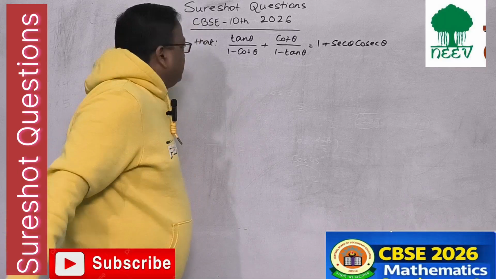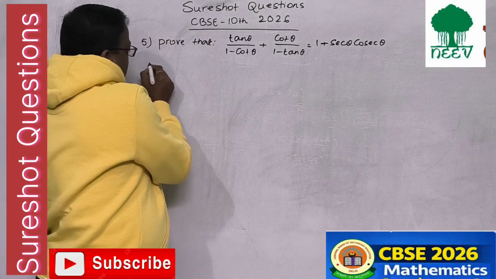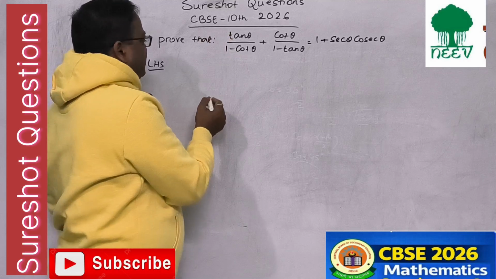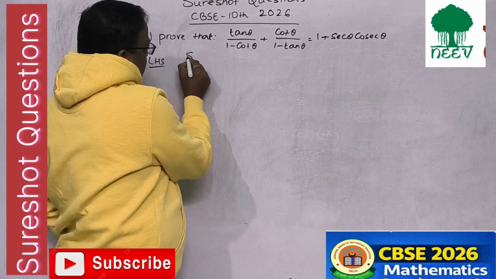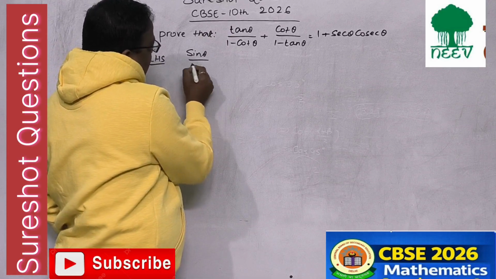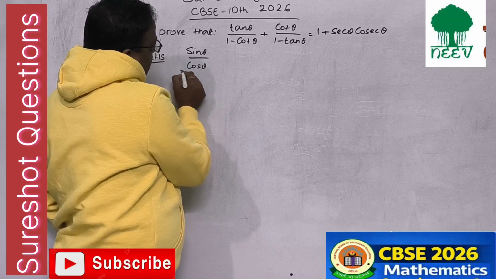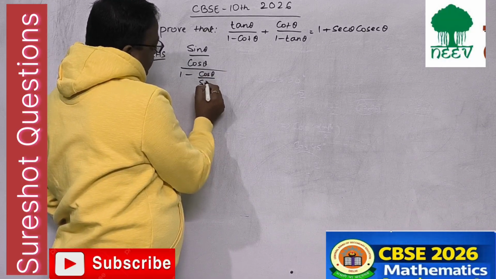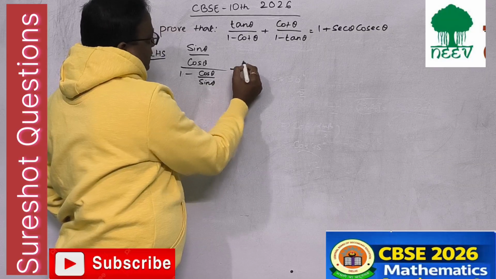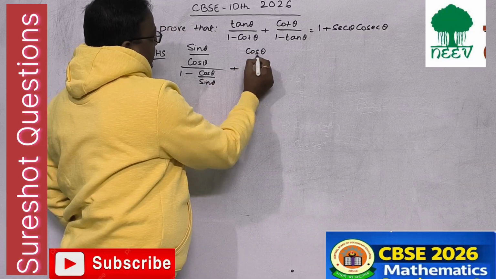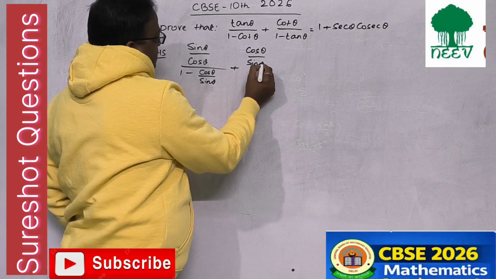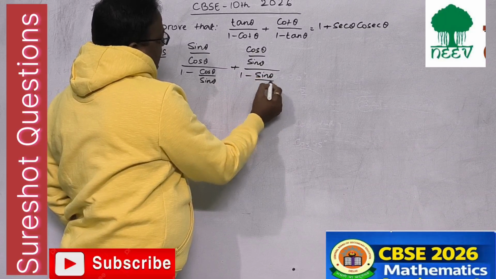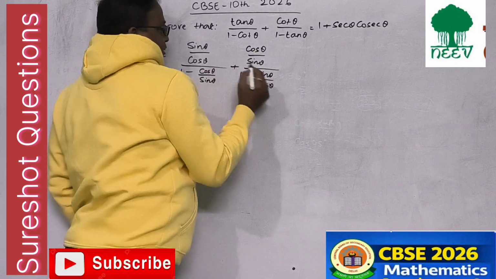Okay, so how to start? Let's start with LHS and convert the tan theta into sin and cos. So it will become sin theta by cos theta. This is your (1 minus cos theta) upon sin theta plus cos theta by sin theta (1 minus sin theta by cos theta).